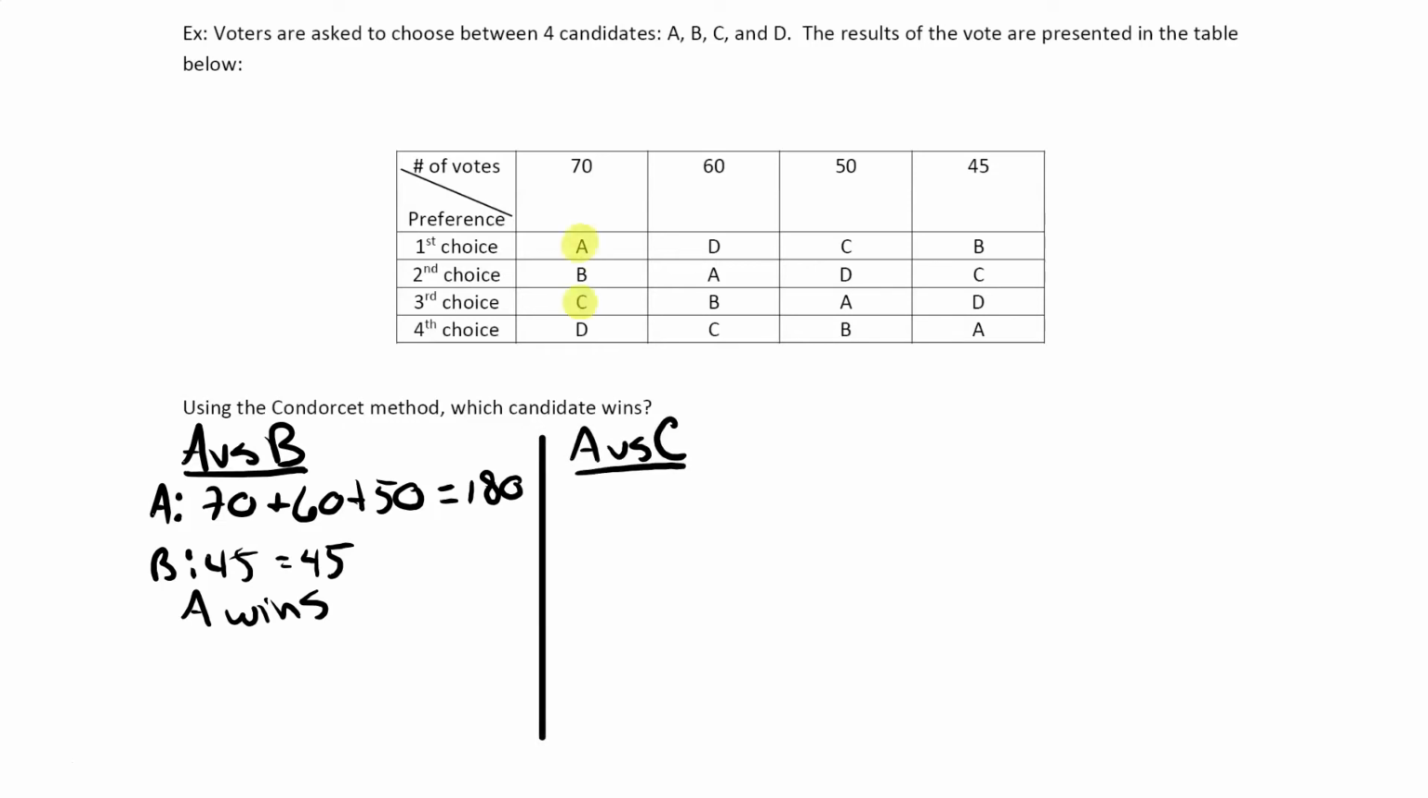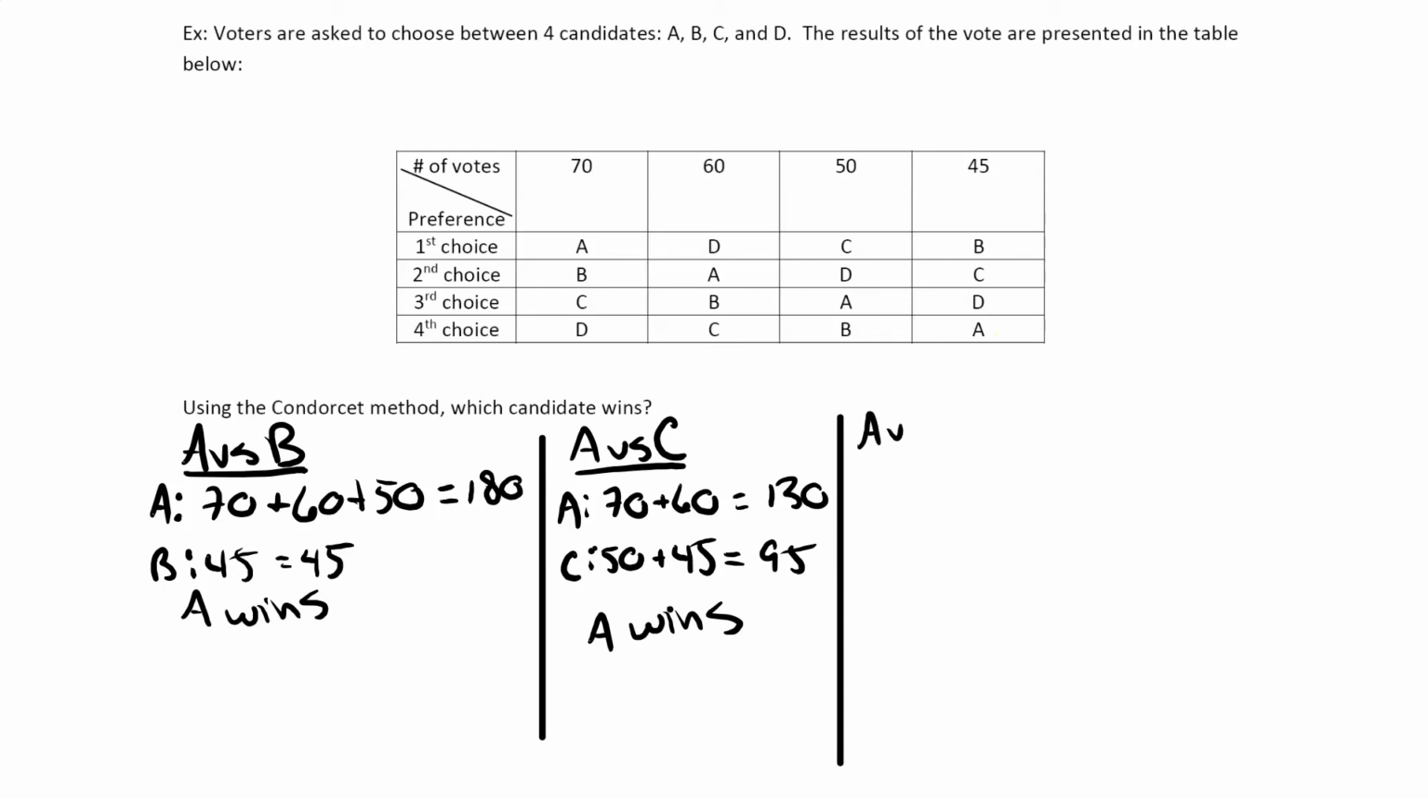In the first column, the first ranked ballots, A is above C, so those 70 votes go to A. On the second type of ballot, again, A is above C, so those 60 votes will go to A. On the third type of ballots, this time C is above A, so those 50 votes are going to go towards C. And on the final ballots, again, C is above A, so those 45 votes will be going towards C. When we add up both, we can see that A wins again because it has more votes.